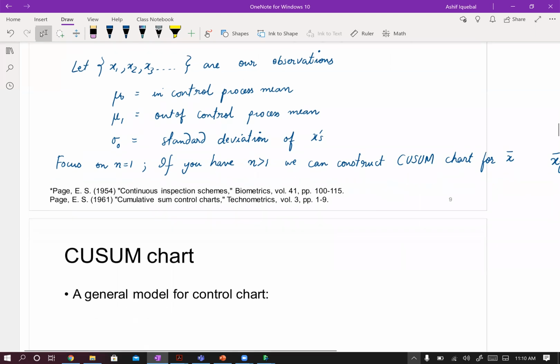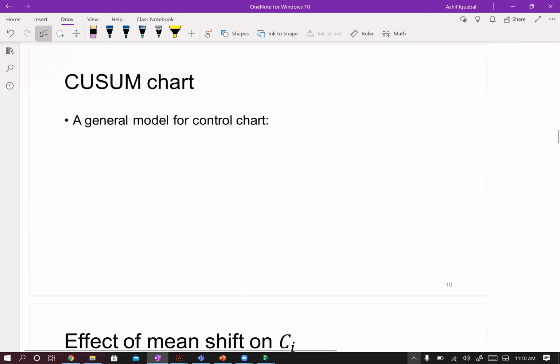Okay. Now let's write down a general model for a control chart, the one that we just saw. The model for a control chart is, we define it by Ci, and we say that Ci is defined as the summation of xj minus mu naught, where mu naught is the in control process mean, and you sum from j equals 1 to i. Just to keep in mind, whenever I write this symbol, it means defined as.